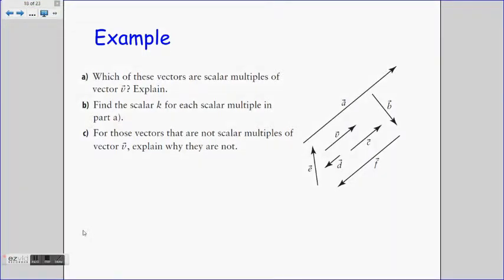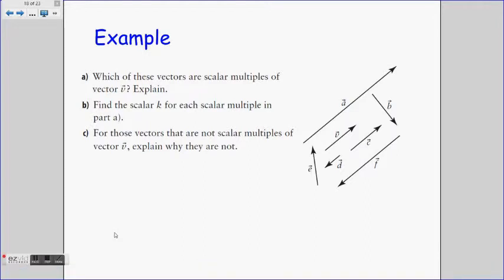Okay, so part B, find the scalar k for each scalar multiple in part A. So we'll use v as our reference. The best way to do this would be to use a ruler. However, for time's sake, I'm just going to eyeball it. So for C, k is equal to 1, so we're multiplying it by 1 because it looks like it's the same size as v. F looks like it's double the size but in the opposite direction, so k in that case is -2. D is also facing the opposite direction but half the size, so k in that case is -0.5. And for A we'll say 3. So k for A is equal to 3.